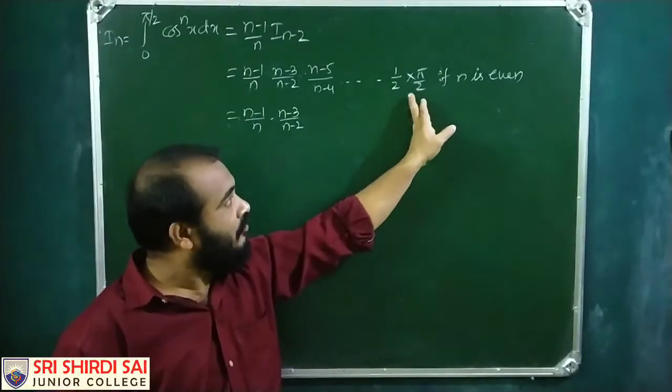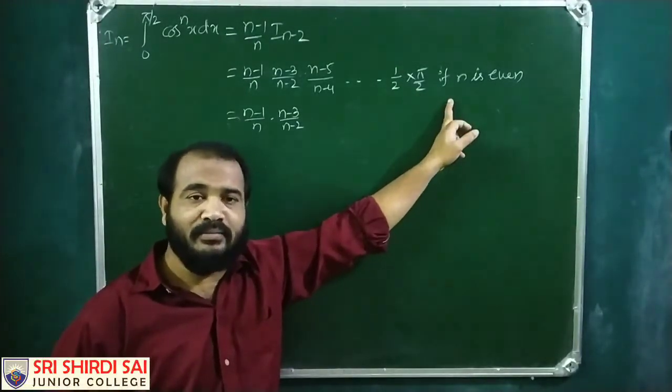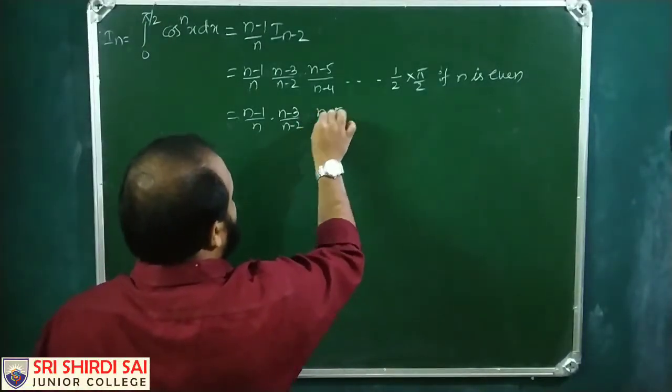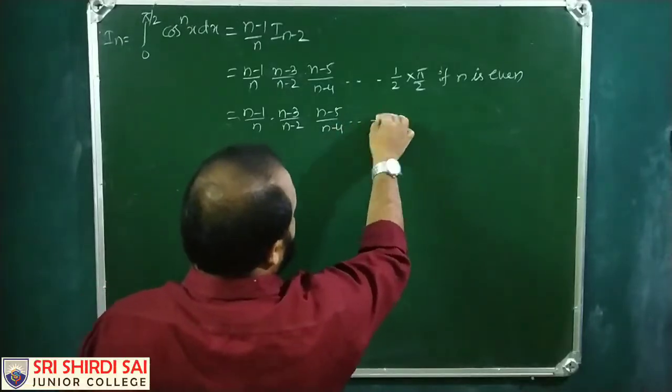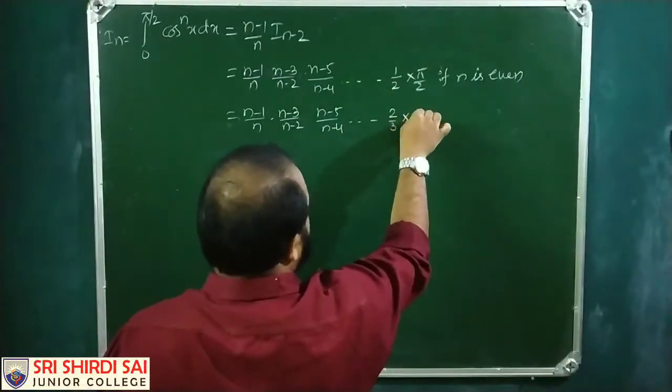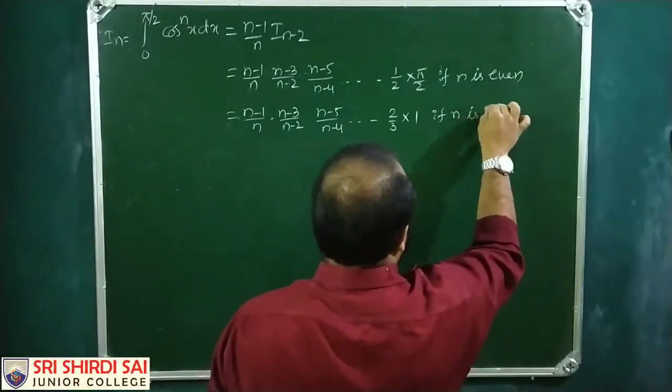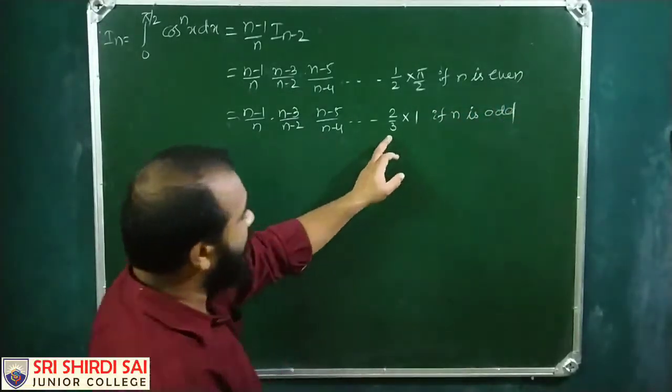And if we get 1 by 2, immediately the next term pi by 2 is to be written, after (n minus 5) by (n minus 4) on the successive reduction. If we get 2 by 3, with that we need to stop if n is odd. So how did these values come?